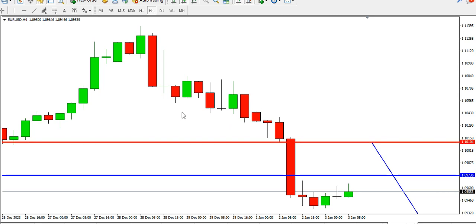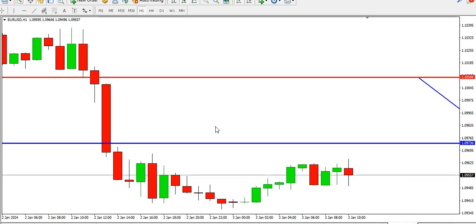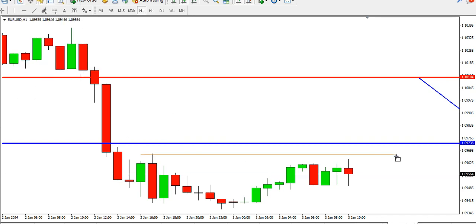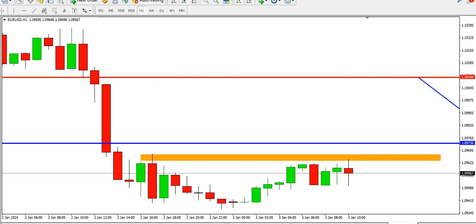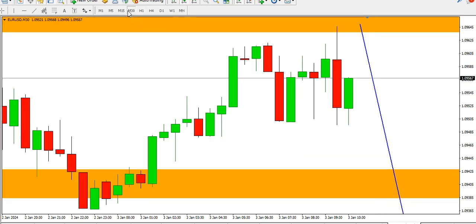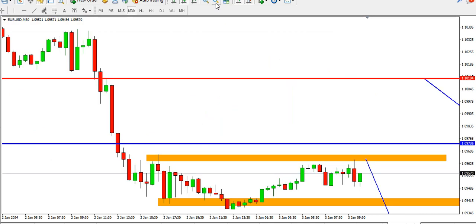But for now, look for selling opportunities on Euro USD. On the 1-hour time frame, the price of Euro USD is currently ranging. We have the range top around here, and we have the range bottom around here on the 4-hour time frame. So the likely direction might be downwards. Okay, might be downwards, but let's wait for the next price movement as events unfold for the day.